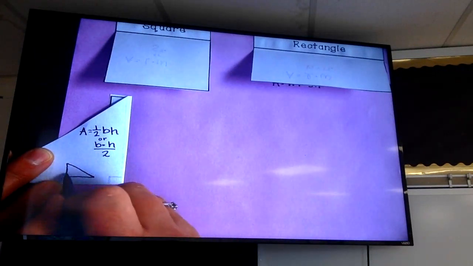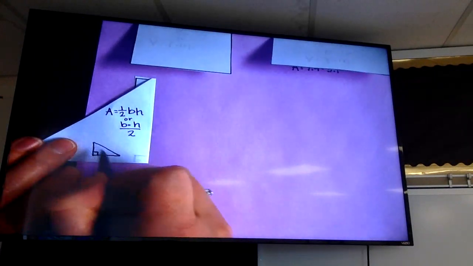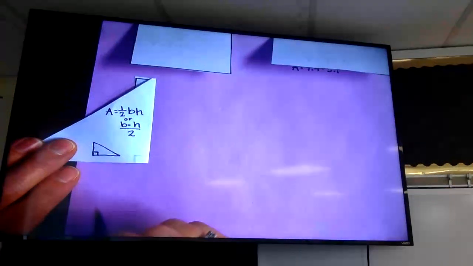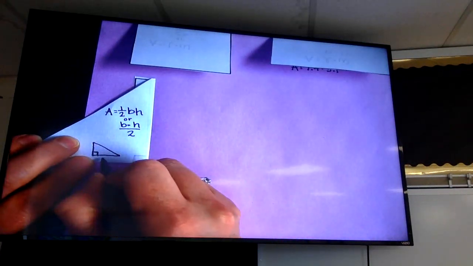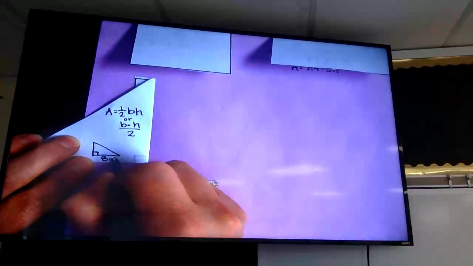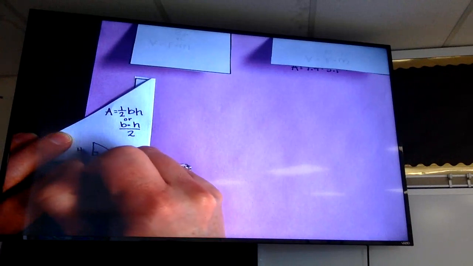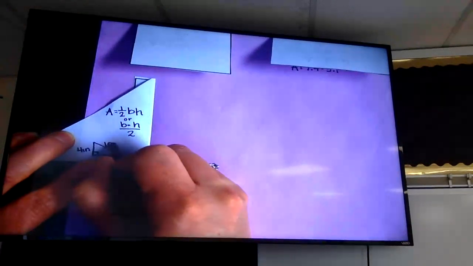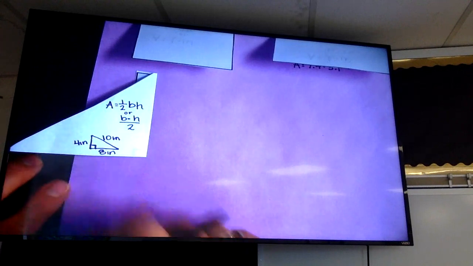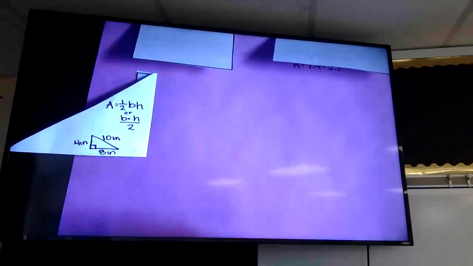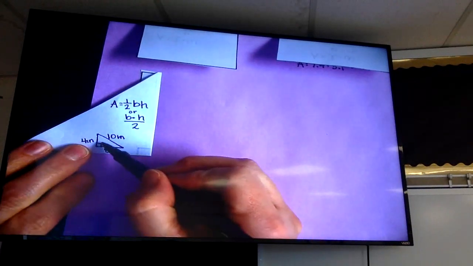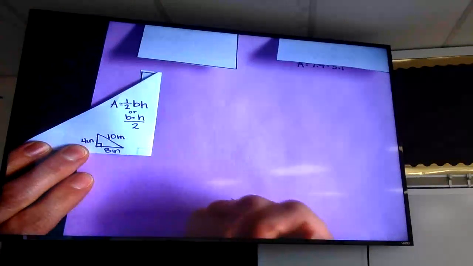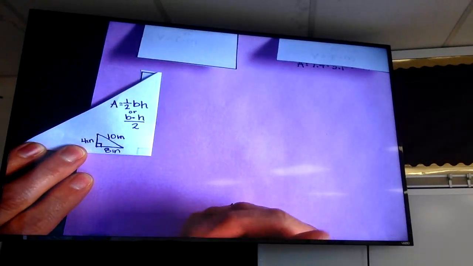Okay, and to figure out my height, I always look for my right angle. That right angle will tell me my base and my height. So if I gave us some measures, let's say I said this was 8 inches, I said this one was 4 inches, and I said this one was 10 inches. One of these units of measure we're actually not going to use because it's not important. We always look for our right angle to decide our base and our height.